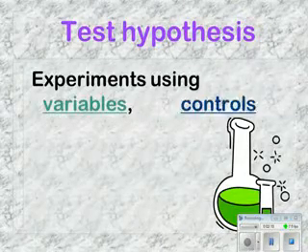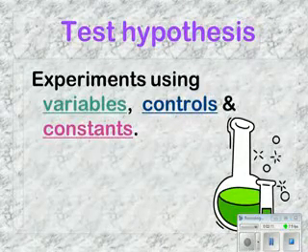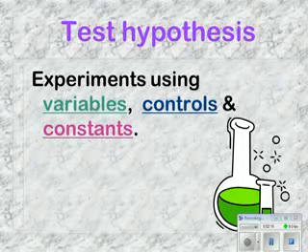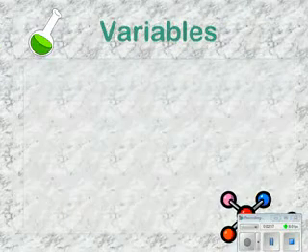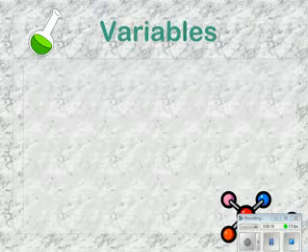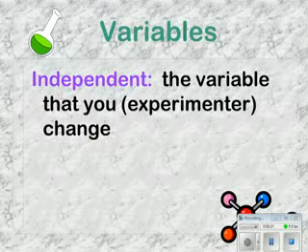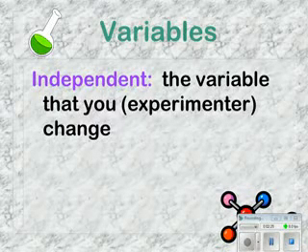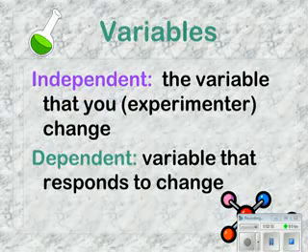Testing a hypothesis. Experiments using variables, controls, and constants. And then the definition of each of those words. Variables. You have the independent, the variable that you, the experimenter, change. I change the independent variable. Independent. Independent starts with I. And then the dependent, the variable that responds to the change. So the dependent changes based upon what you have changed as the independent.